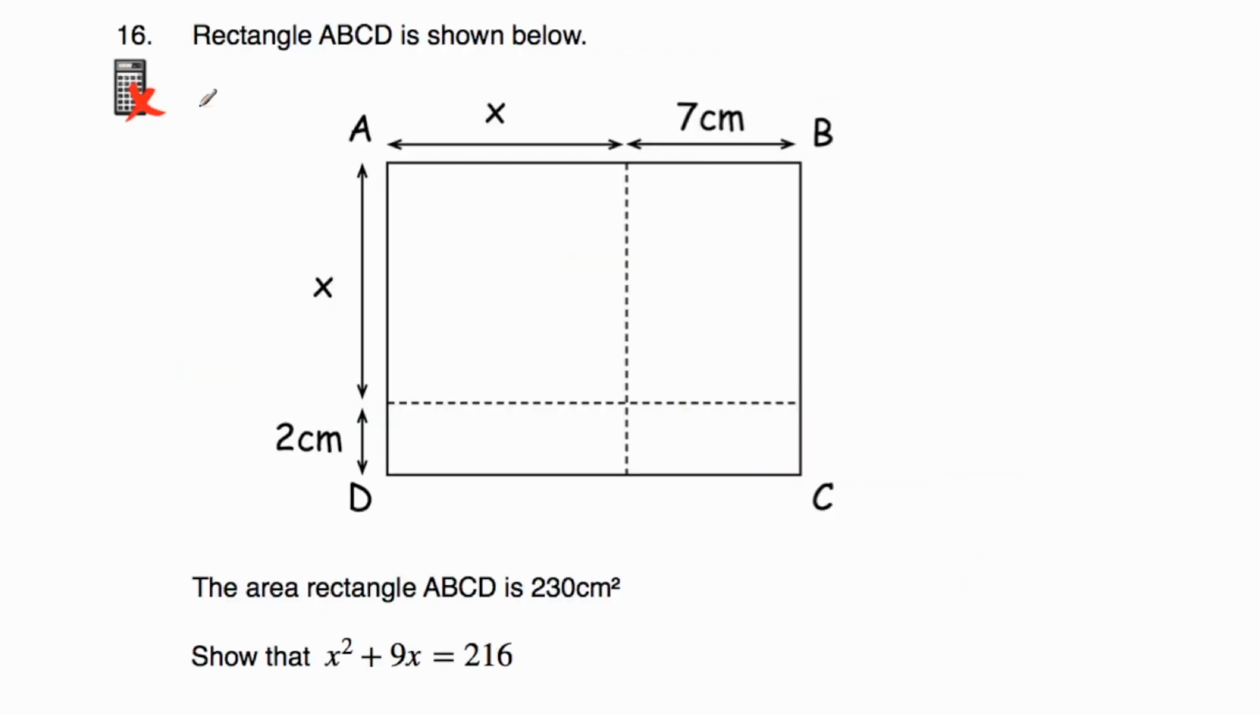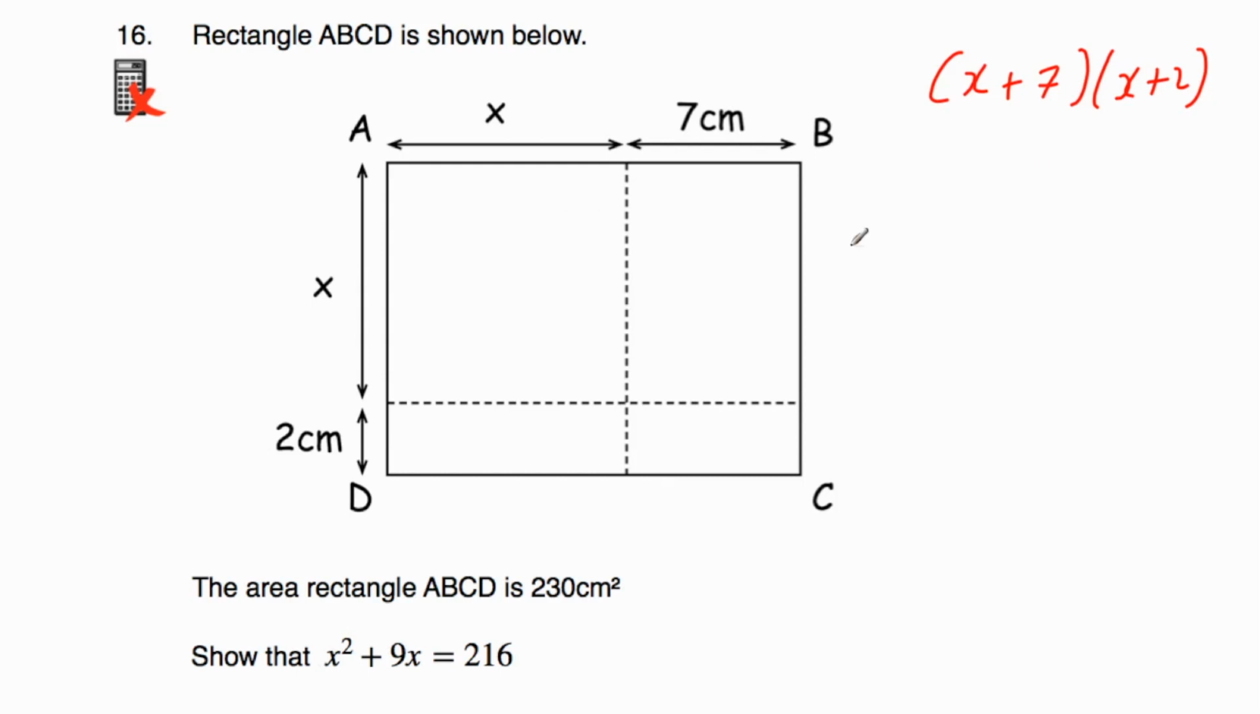Okay, question number 16. So in question number 16, we've been given rectangle A, B, C, D, and we've got its length is x plus 7, its width is x plus 2, and we've been told its area is 230 centimeters squared. And we've got to show that x squared plus 9x is equal to 216. So we want to find the area of this rectangle. So we need to multiply the length by the width. So length times width is x plus 7 multiplied by x plus 2. And that would give us the area of the rectangle. And then we know it's equal to 230, so we can write it's equal to 230, and then hopefully we'll get this.